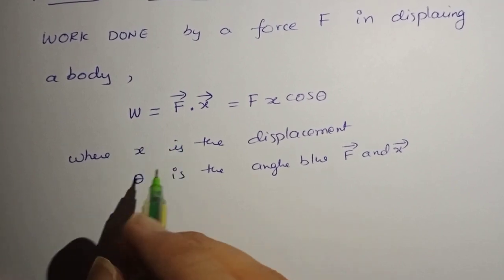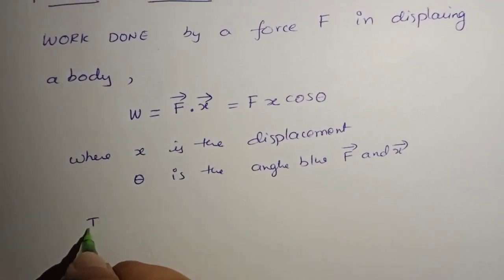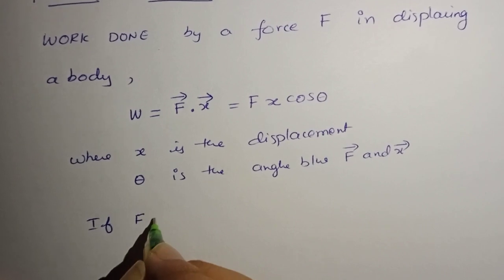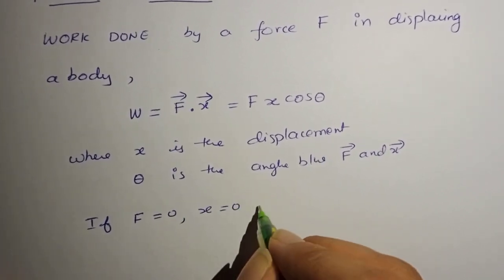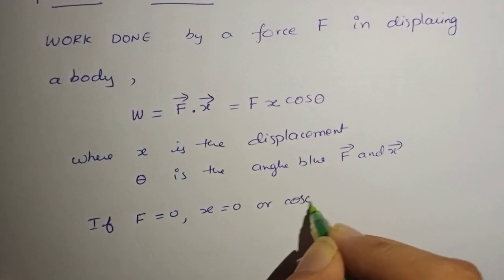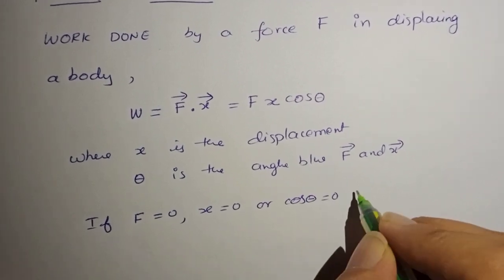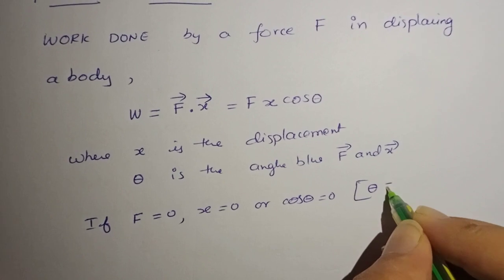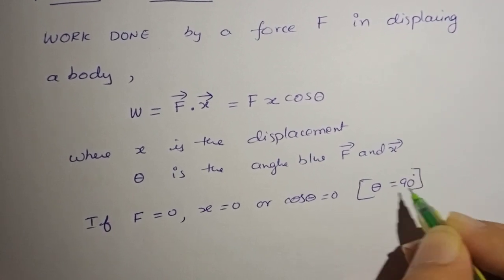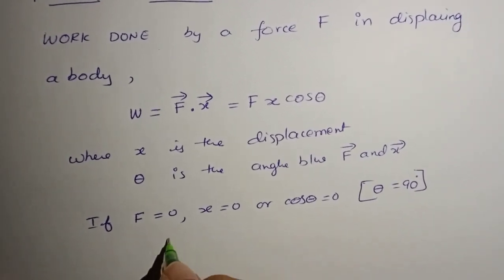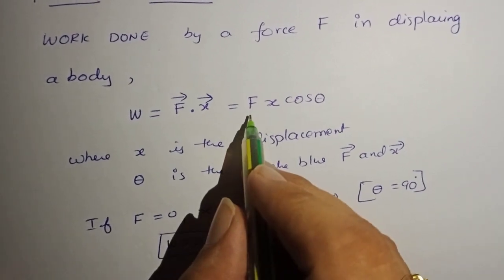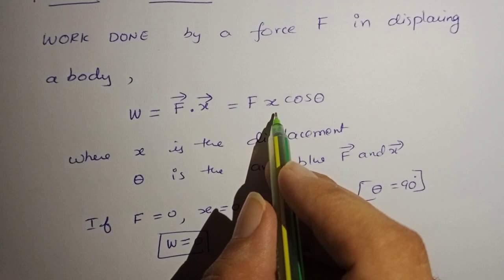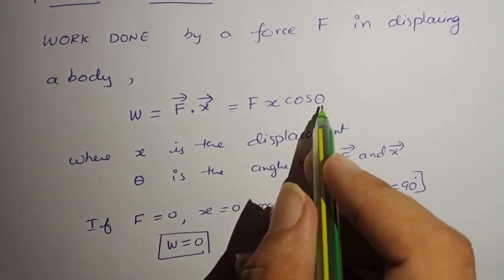This work done can be equal to 0 also. If F equal to 0 or x equal to 0 or cos θ equal to 0, means θ equal to 90 degrees, in all these cases, work done will be equal to 0. Work done will be 0 if force equal to 0 or displacement equal to 0 or θ is equal to 90 degrees. Angle between force and displacement is 90 degrees.